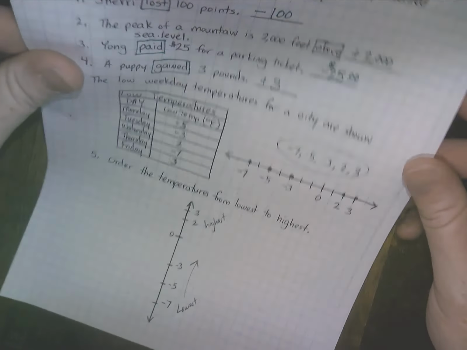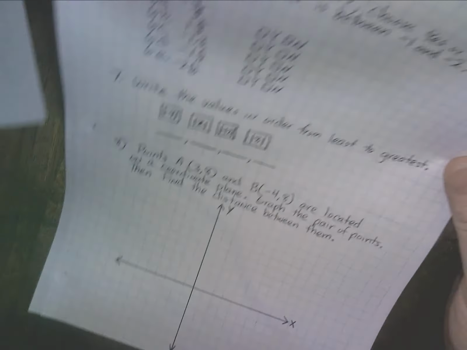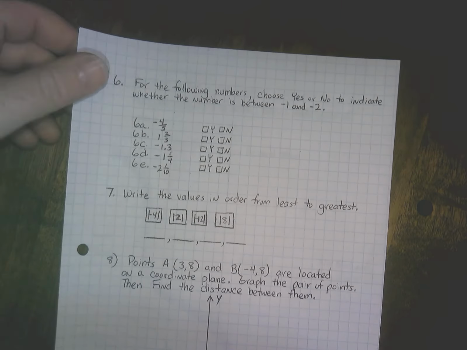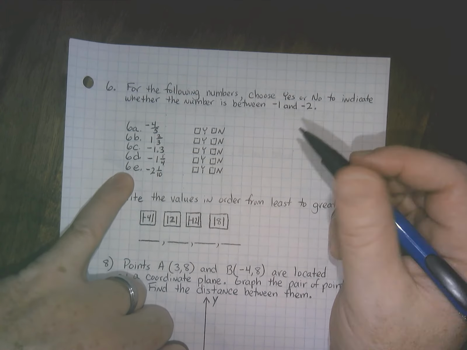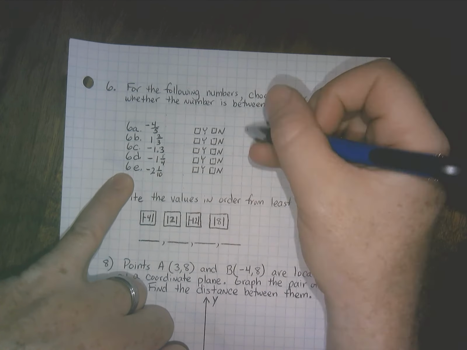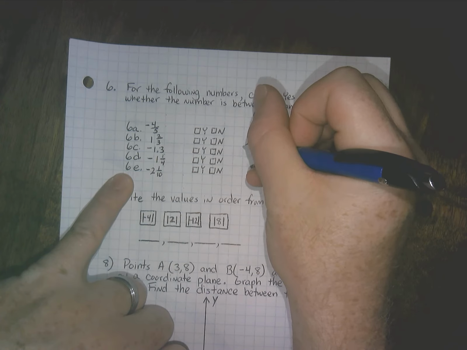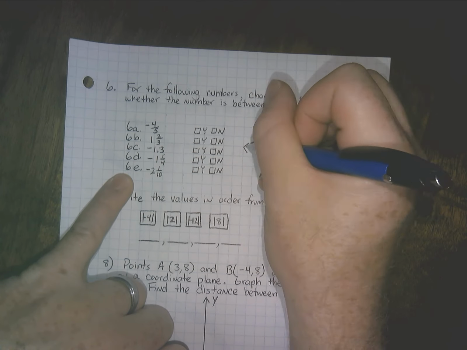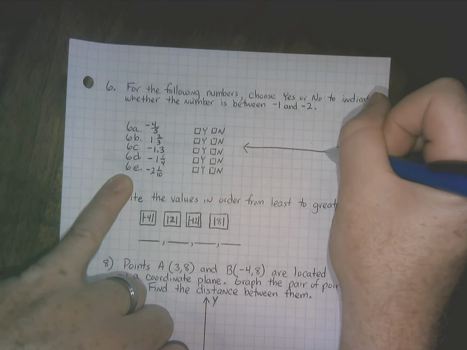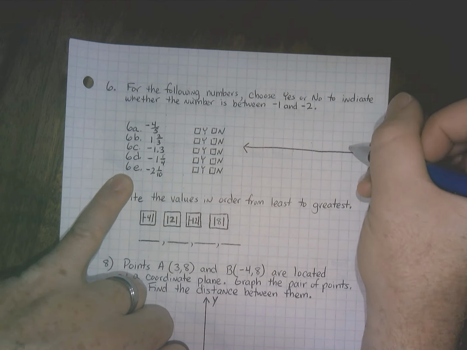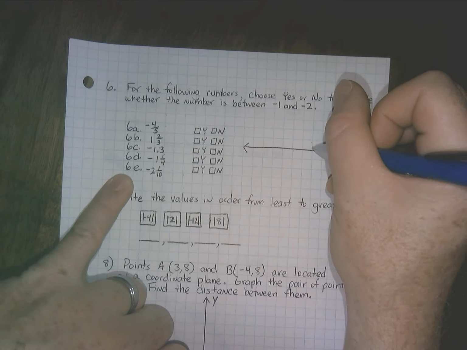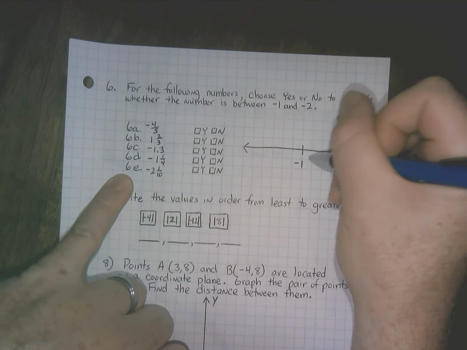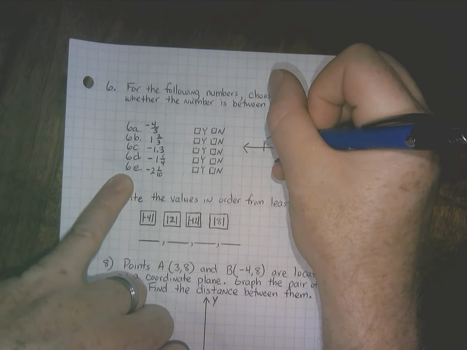Okay, moving on. Number 6. It says for the following numbers, choose yes or no to indicate whether the number is between -1 and -2. My recommendation would be you can create a number line if you'd like. You're going from between -1 and -2, so you don't really need a big number line. Really, you could probably just put, let's say, 0 here, 1, 2, 3, let's say -1 here, 1, 2, 3, 4, and let's say -2 here.